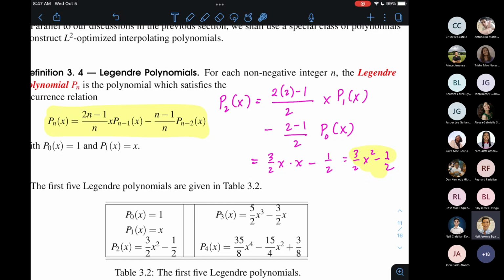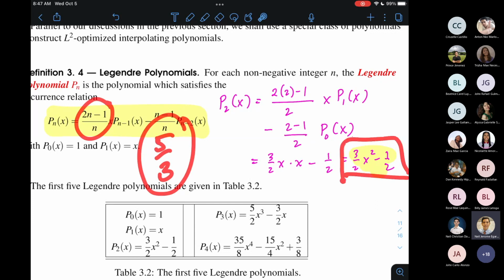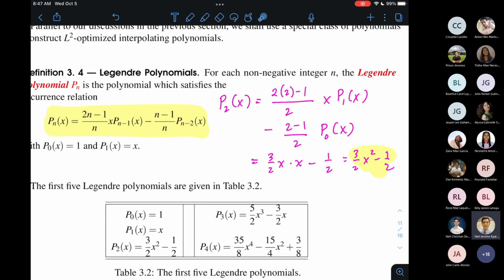Tapos, tingnan niyo yung pattern, ano? So kung ito si degree 2 Legendre polynomial, pagpupunta na ako dun sa degree 3 Legendre polynomial, yung 3 halves x squared minus 1 half, imumultiply ko ng (2n minus 1) over n. Kapag kasi n ay 3, this multiplier is what? This multiplier is 5/3, right? So 5/3, mamumultiply itong P2 times x, right? So magkakaroon ako ng what? 5 over 2 x cubed plus some lower degree terms. So hindi na siya magiging monic, right?